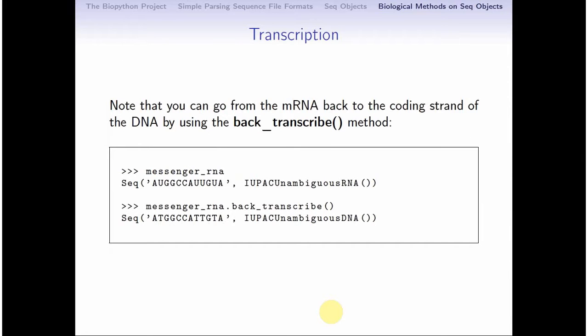So note that Biopython also has this back_transcribe method, which will change your mRNA back to your coding strand. As I repeat again, this transcribe method will not do the reverse complement for you. So they will straight away change the T to U. That's all. Then back_transcribe will give you U to T straight away. So this is mRNA, then your alphabet is unambiguous RNA. So you back transcribe, it will change the U to T, and it becomes DNA.